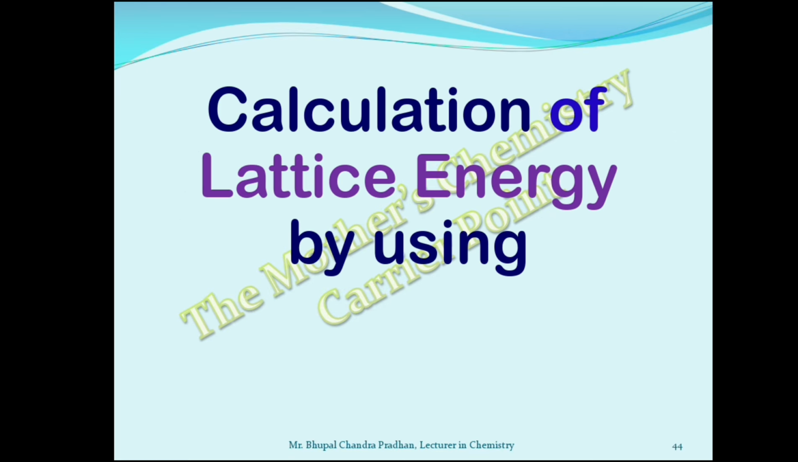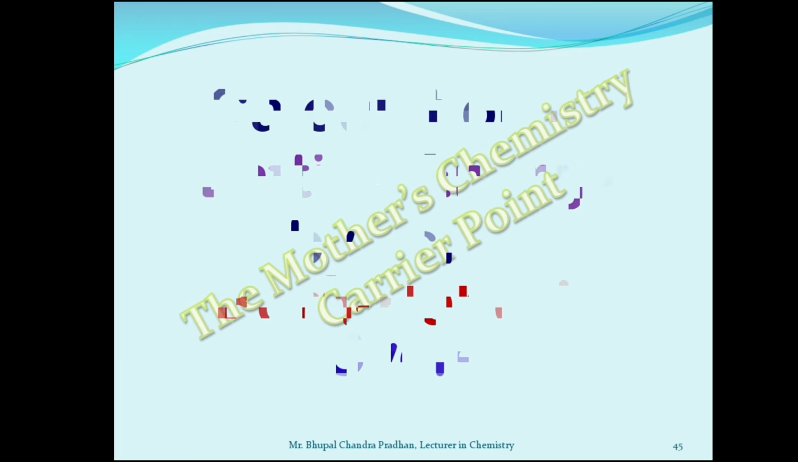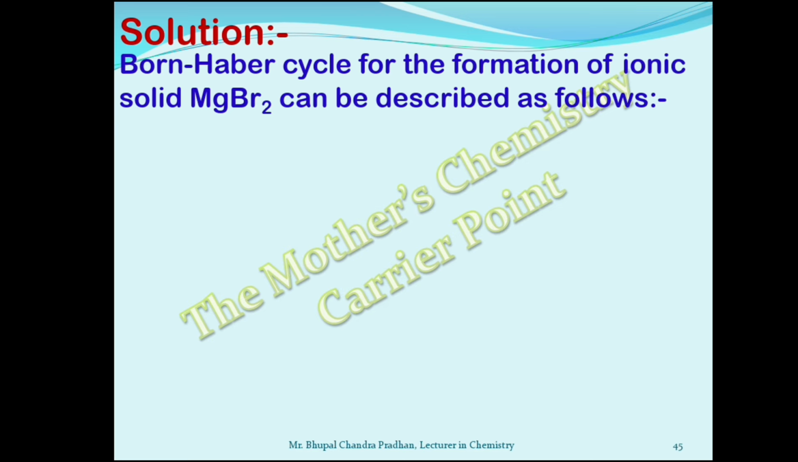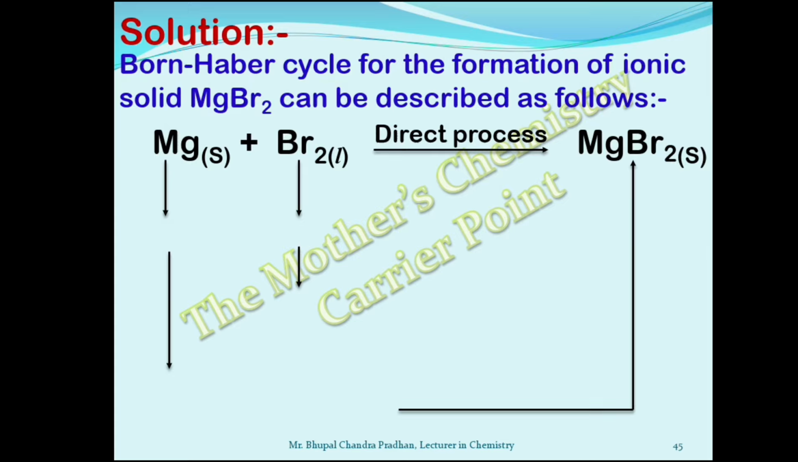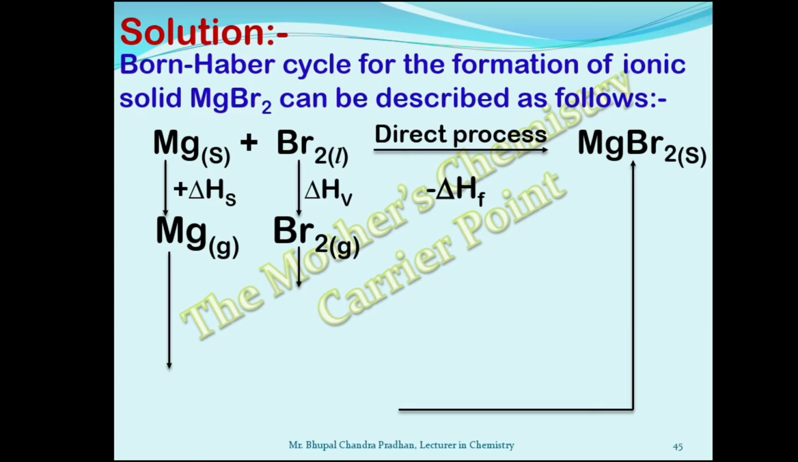Calculation of lattice energy by using Born-Haber cycle. First we have to draw the Born-Haber cycle. The Born-Haber cycle for the formation of ionic solid MgBr2 can be described as follows. In the direct process, magnesium solid combines with bromine liquid to give us MgBr2 solid. The energy involved is the enthalpy of formation, but directly it is not possible. By giving enthalpy of sublimation, magnesium is first converted to magnesium gas, and by giving enthalpy of vaporization, bromine liquid is converted to bromine gas.